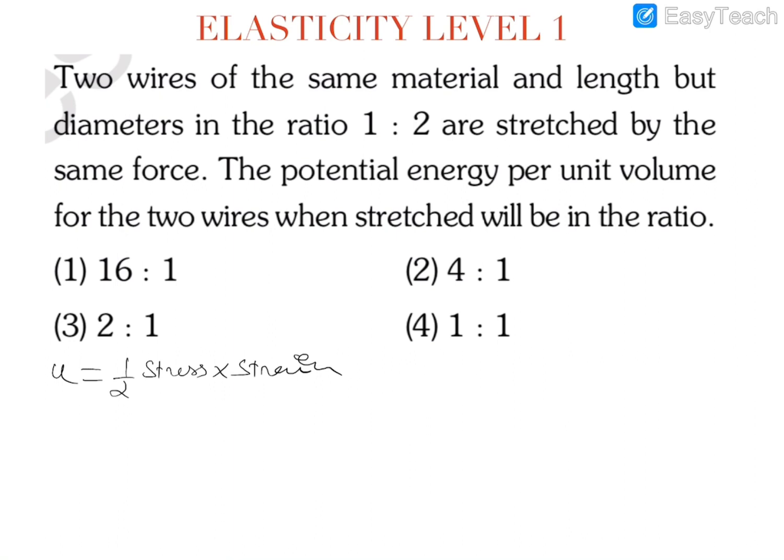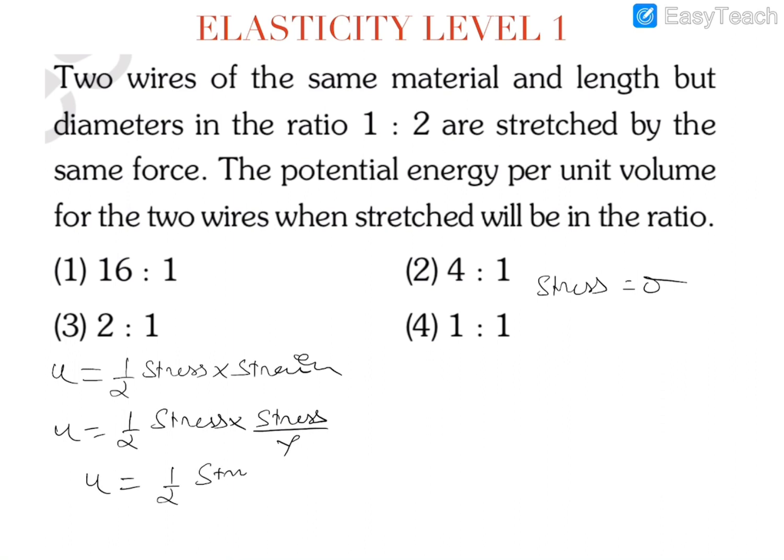So we can say that strain in both of these wires will be different because their area is different. So let us denote stress as sigma. Now as strain is different, we can write strain as stress upon Young's modulus, and therefore the energy density formula becomes half stress square upon Young's modulus. So this is the formula for energy density.